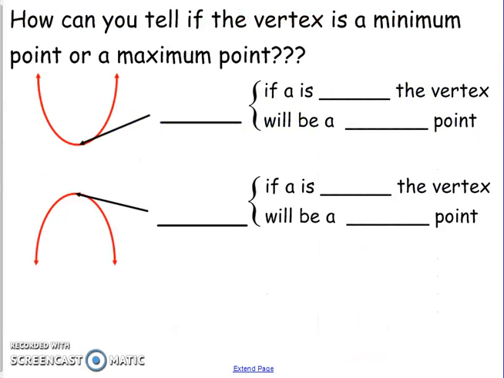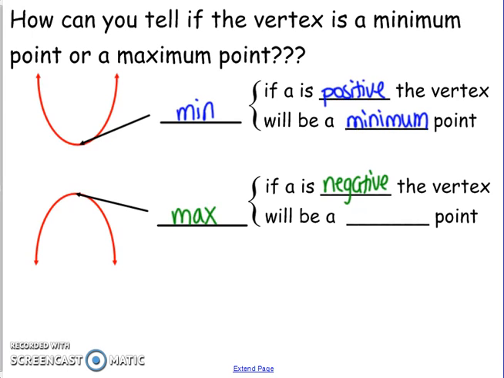So how can you tell if a vertex is a min or a max? Okay, and that's like what I just said before. It depends on the a value, whether it opens up or down. So the first example, because the graph opens up, this is a minimum. And if a is positive, then the vertex will be a minimum point. In the next example, we have a frowny face. It's opening down. So that means that that's a maximum point. So if a is negative, then the vertex will be a maximum point.